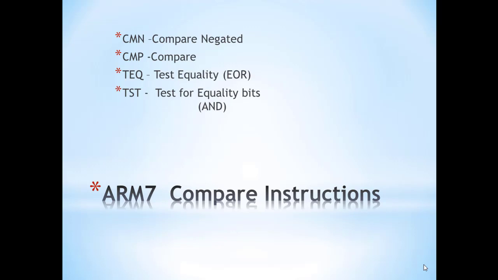So what are the instructions available in ARM7? Compare negated, represented by CMN, and simple compare, CMP. TEQ is nothing but test equality of bits. TST is test of bits. TEQ is simply test equality.